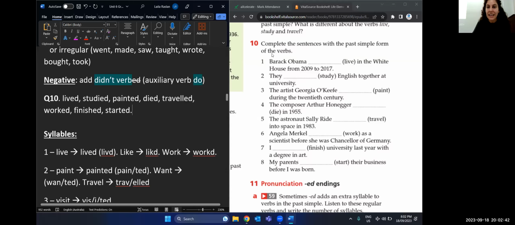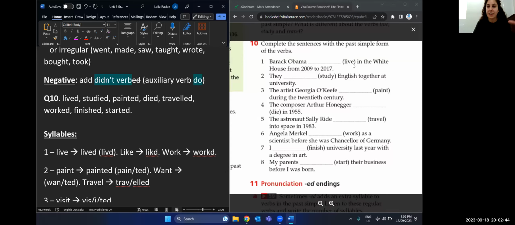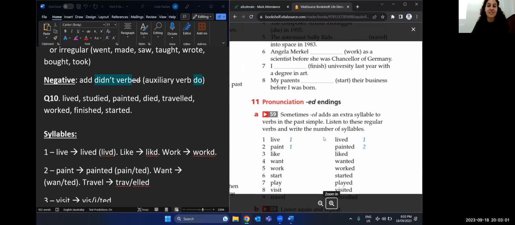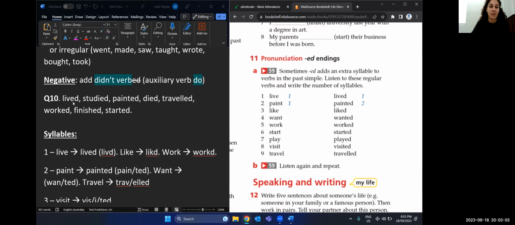Barack Obama is not still living in the White House today. It's a finished, completed action in the past, and it told us when. So look out for those time expressions. Does it say the year? Does it say last week, last year? Okay, let's look at the pronunciation, because I noticed some of you were pronouncing some of the words not right.